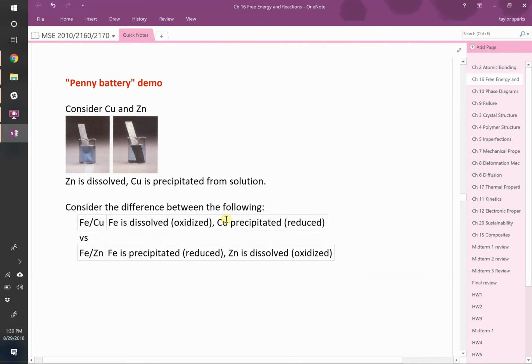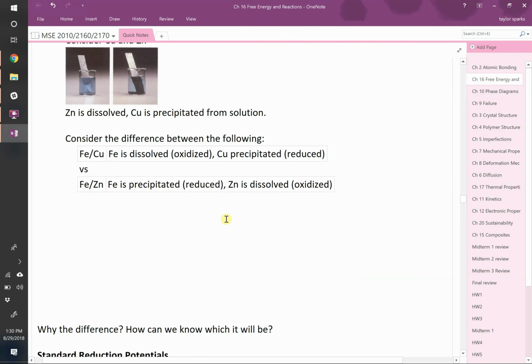So let's go through the reaction, right? Consider if you had a couple of iron and copper, right? So in solutions like that, in one case you've got iron and copper, you connect them, you're going to find that the iron gets dissolved, right?